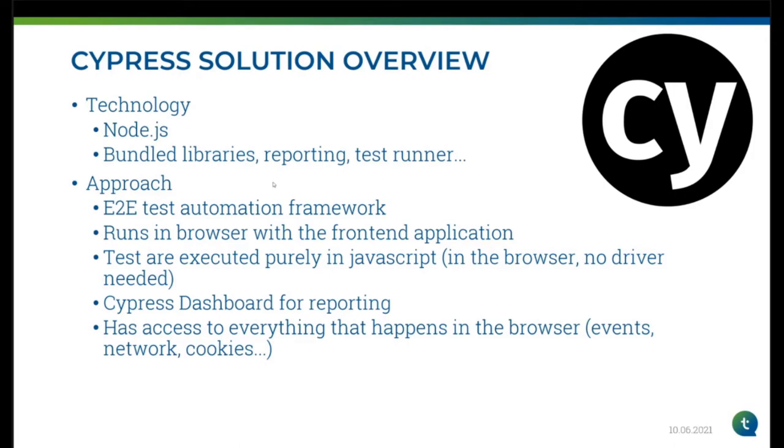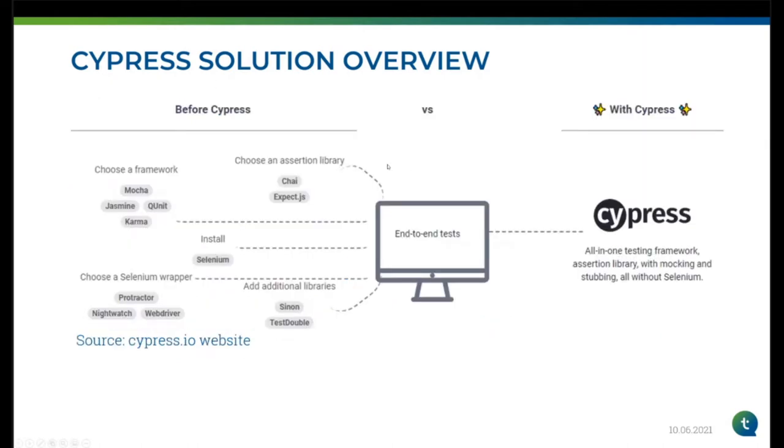Tests are executed purely in JavaScript, which means the page is actually manipulated by the browser itself. It has a pretty nice reporting tool, which is the Cypress dashboard. And as I said, it has access to everything. So that's the approach for Cypress. And here is a nice picture I found on the official website, which may or may not be advantageous for a new user or any user of Cypress in general.